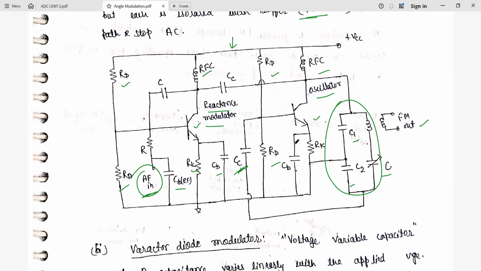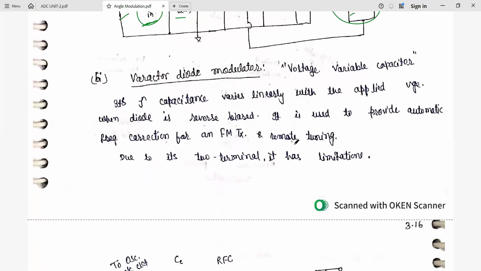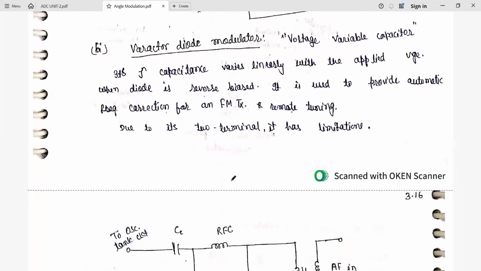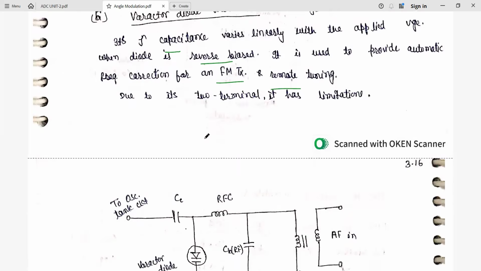And we are able to get the modulated output here. The third one is by using the varactor diode modulator. This varactor diode is a voltage variable capacitor. Its junction capacitance is going to change with the help of applied voltage, when the diode is working in reverse bias. So it is going to provide automatic frequency correction for FM transmitters and for remote tuning. It is a two terminal device, so it has some limitations.